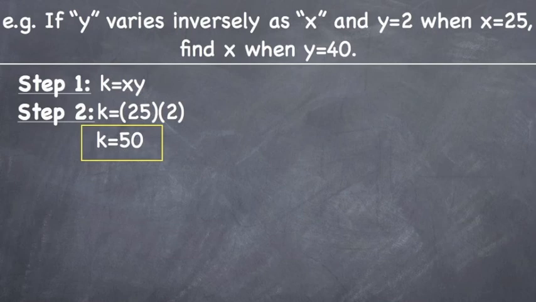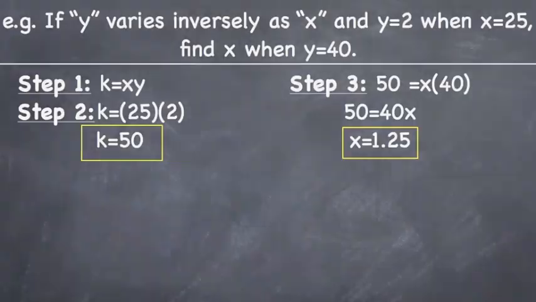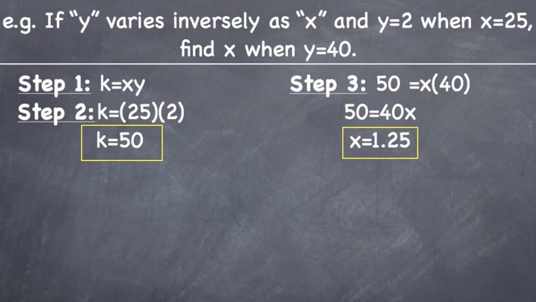Since you found out what k equals, you can plug that into the original equation to solve for x. You will get 50 equals 40x. Divide both sides by 40 to get x by itself, and you are left with the answer x equals 1.25.